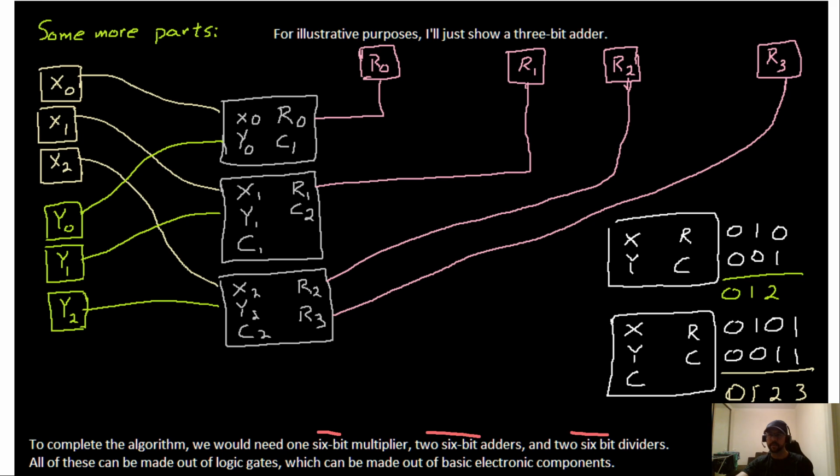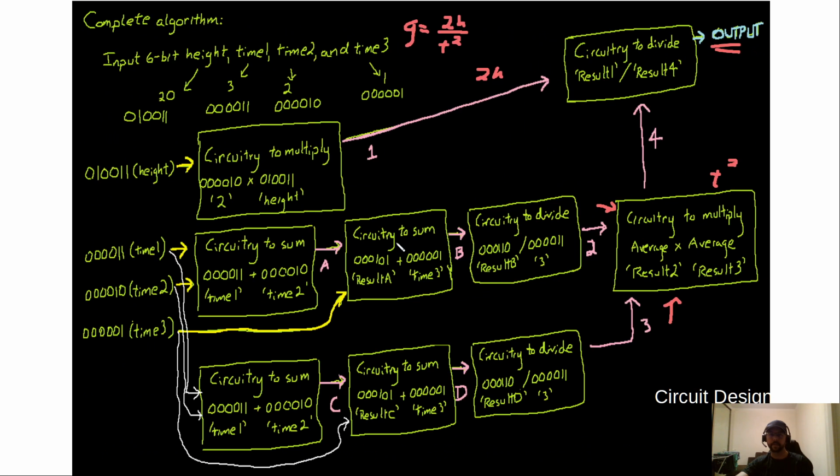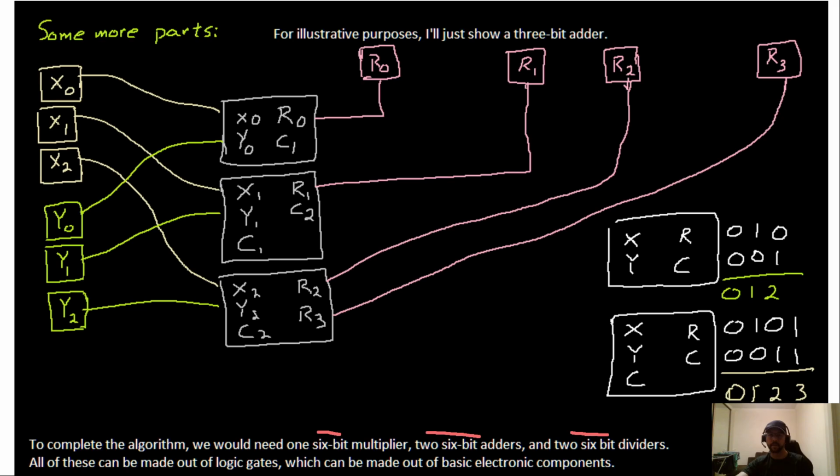So again, this is what we would need, a 6-bit multiplier, 2 6-bit adders, and 2 6-bit dividers. Was that right? Whatever I showed in the first picture was right. I feel like that might not have been right, because we just showed we need 4. Oops, these numbers aren't correct down here. Sorry about that. It was correct on the other slide.